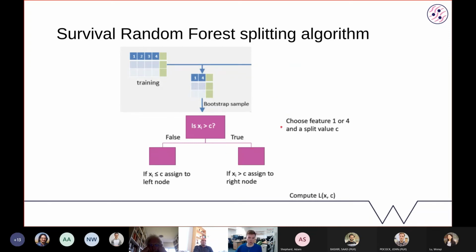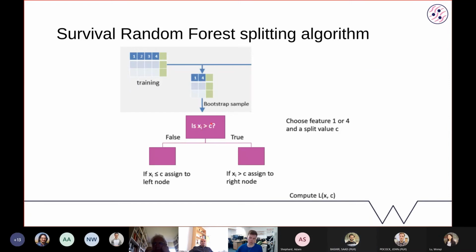So at each step, you will choose a feature, one of these 2 features, and a given split value, which we'll call C, and then you'll divide the data in the subset into the left or right node, depending on whether that given data point is greater than this splitting value C. For that, you'll compute the log-rank value for that given value of X and that given value of C for these 2 child nodes.